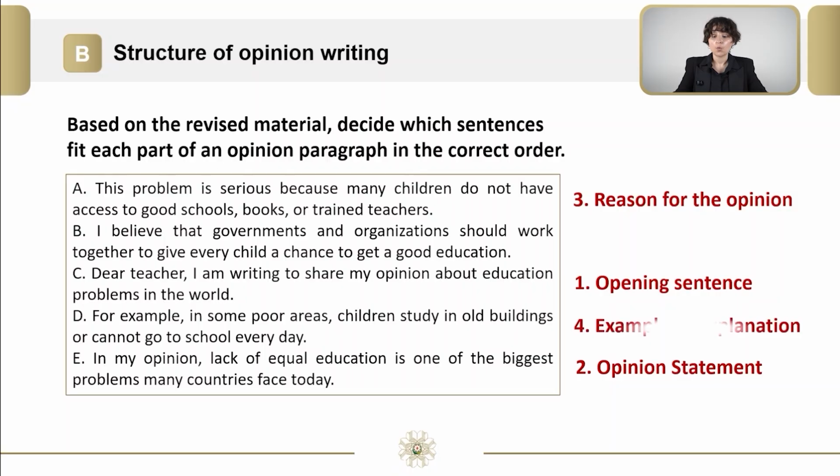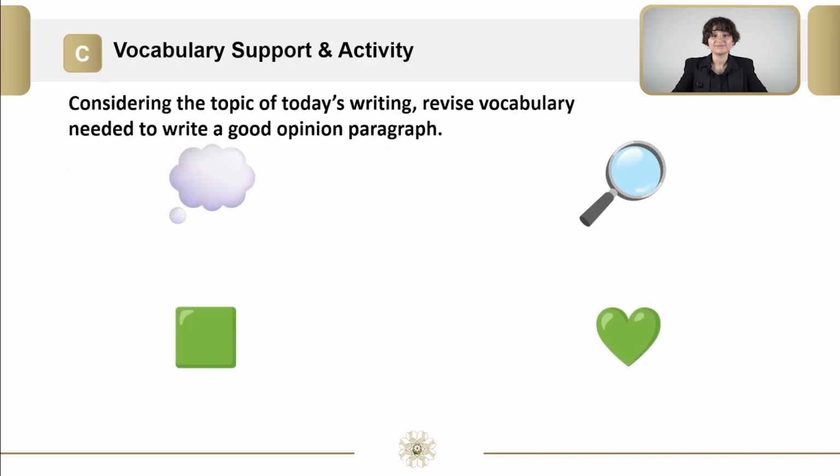Sentence 4, or example or explanation: For example, in some poor areas, children study in old buildings or cannot go to school every day. And our last sentence, the concluding sentence, is this one: I believe that the governments and organizations should work together to give every child a chance to get a good education. Well done! Before we write a good opinion paragraph, we need to learn some new vocabulary.